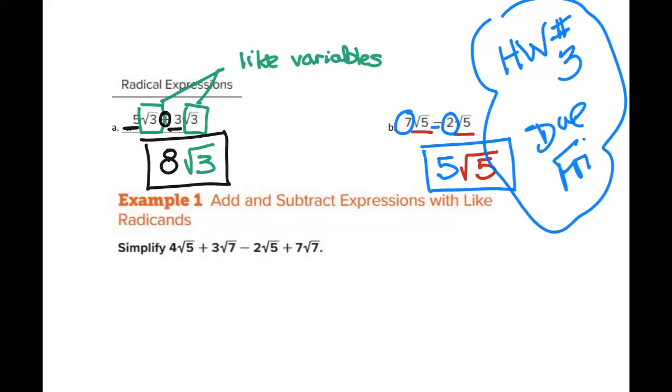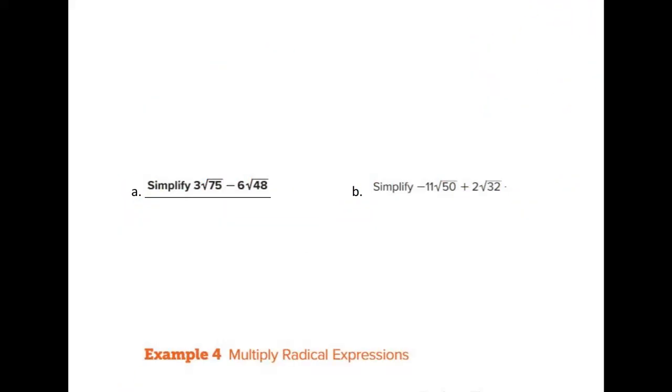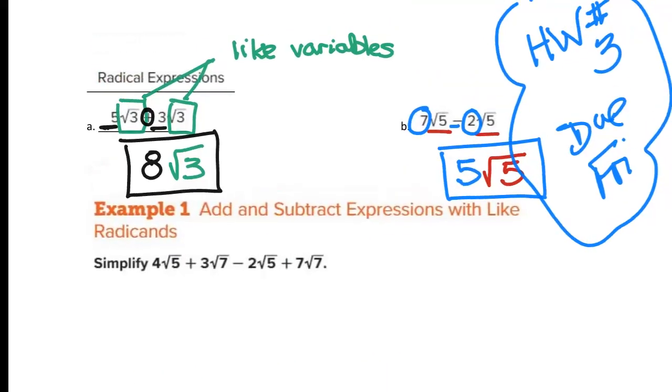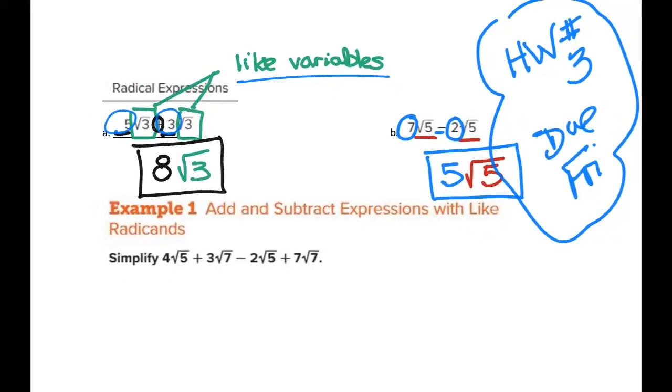We did the two problems. We did 5 times the square root of 3 plus 3 times the square root of 3. We can add them together because they had the same radicand. That's what that's called, radicand. We treated them like variables, so we kept the square root of 3 and we added the coefficients in front to get 8 times the square root of 3.